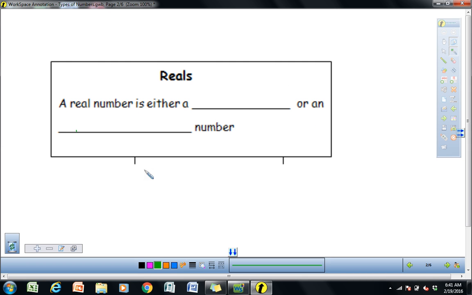And finally, we have our real numbers. A real number is either a rational or an irrational number. So we have 4 is a real number. -7 is a real number. 0, 2/3, square root of 11, pi. So pi is an irrational number and a real number, whereas 4 is a natural number, a whole number, an integer, a rational, and a real number.